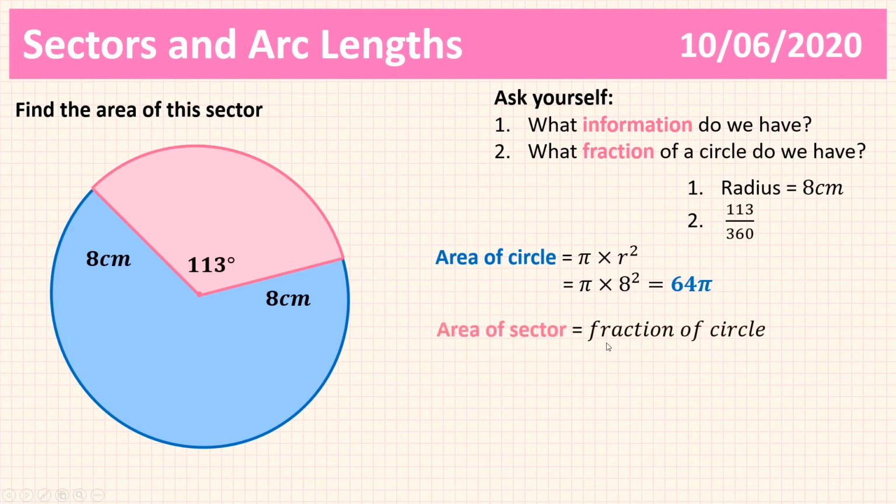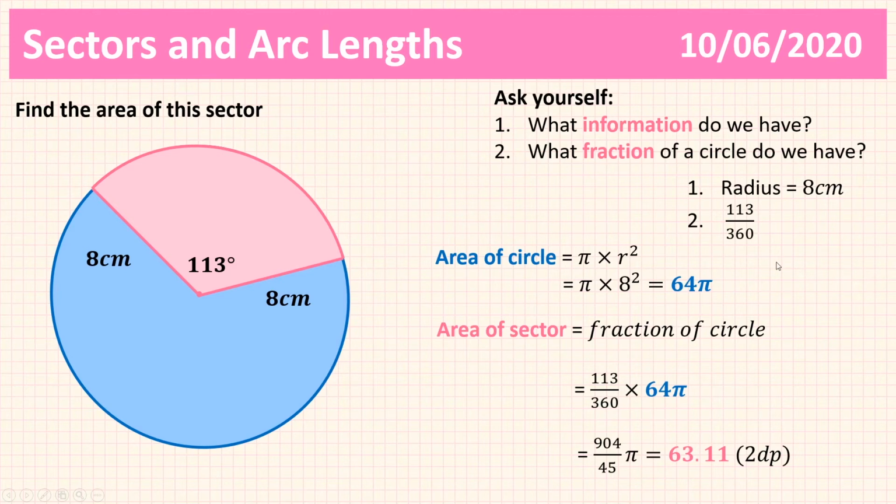Okay, so then we need to work out the area of the sector. And we know a sector is a fraction of the circle. So if I know the area of the full circle, and I find out what fraction of the circle I'm working with, I can work out the area of that sector. So we take the fraction of the circle we're working with, 113 over 360, and multiply that by 64 pi, which is the area of the circle. Then we simplify and round and get our answer as 63.11, to 2 decimal places. And that is how you would work out the area of a sector.